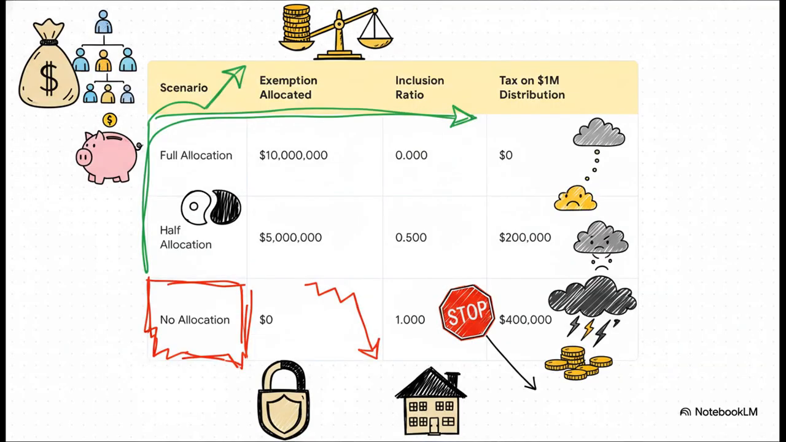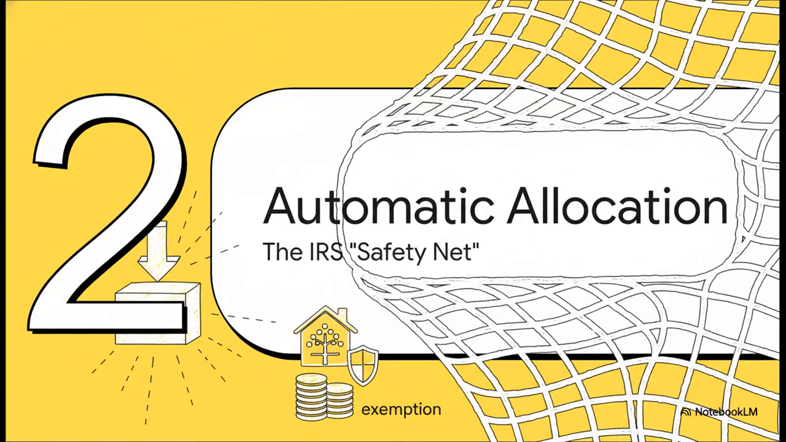Let's look at what this means in the real world, because the numbers are pretty staggering. Let's say you put $10 million into a trust. If you allocate a full $10 million of your exemption, boom, your inclusion ratio is 0. A $1 million distribution down the road to a grandchild costs 0 in GST tax. But what if you only allocate half? Now your inclusion ratio is 0.5. That same $1 million distribution suddenly triggers a $200,000 tax bill. And if you don't allocate any exemption, you're looking at a $400,000 tax hit. The stakes here are just incredibly high. So obviously, getting that allocation right is everything.